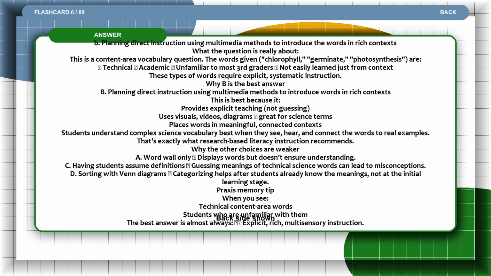Why the other choices are weaker. A. Word wall only. Displays words but doesn't ensure understanding. C. Having students assume definitions. Guessing meanings of technical science words can lead to misconceptions. D. Sorting with Venn diagrams. Categorizing helps after students already know the meanings, not at the initial learning stage. Praxis memory tip: when you see technical content area words that students are unfamiliar with, the best answer is almost always explicit, rich, multi-sensory instruction.